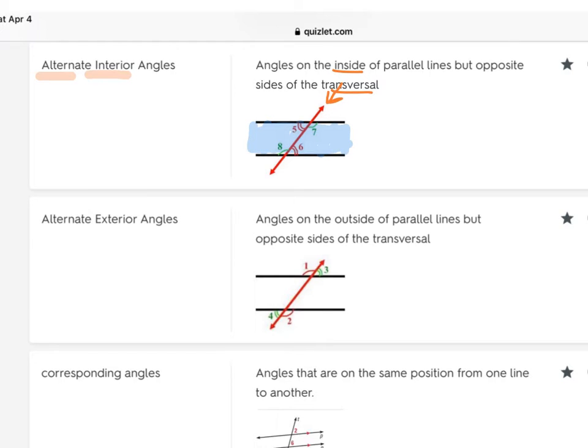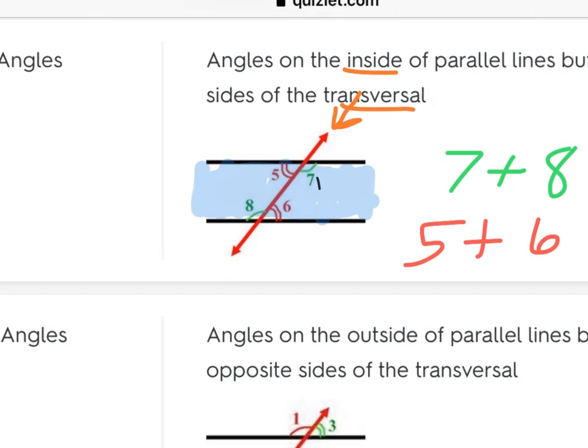The alternate interior angles would be 7 and 8 because they're inside the parallel lines and they alternate. And 5 and 6 are alternate interior angles. Alternate interior angles are congruent. So if angle 7 inside the picture was, let's say, 120 degrees, then angle 8 would also be 120 degrees.